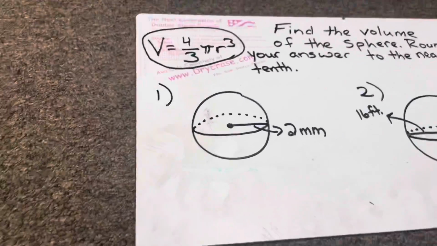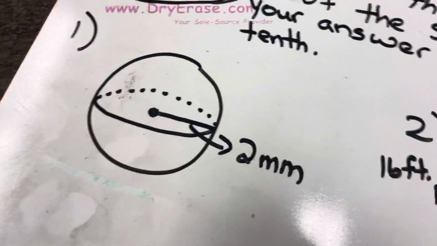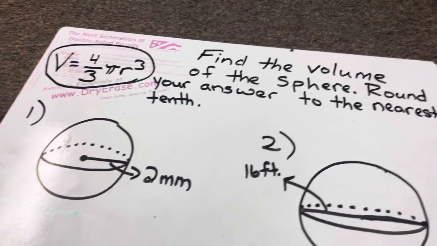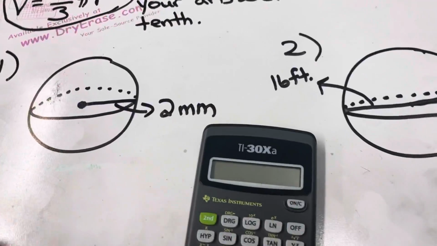I forgot to grab my calculator. Let me grab that so we can have that here as we do these. All right, so let's look at number 1. I'm pulling the calculator out here.